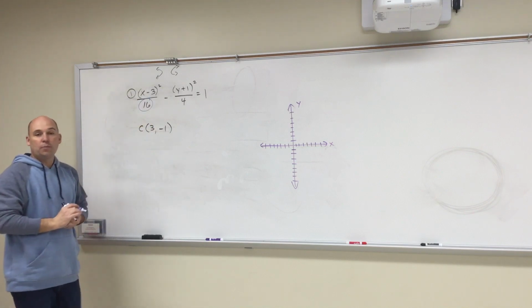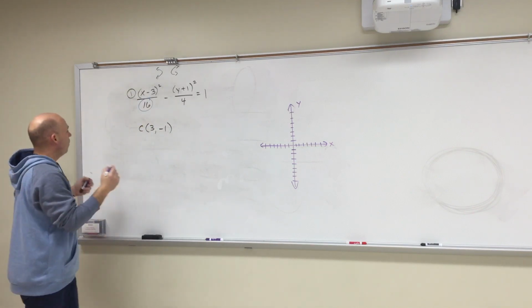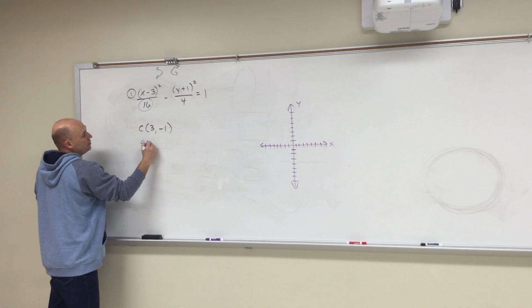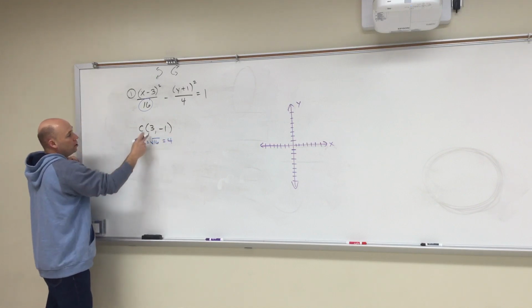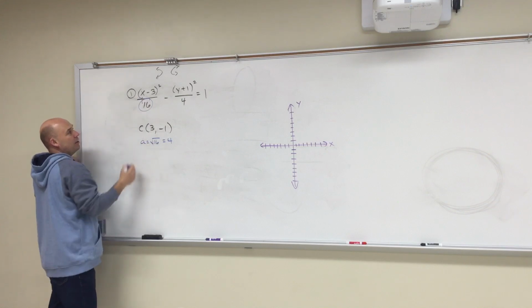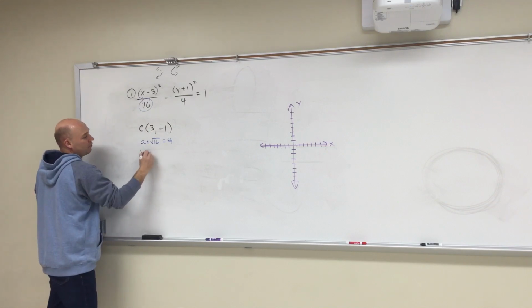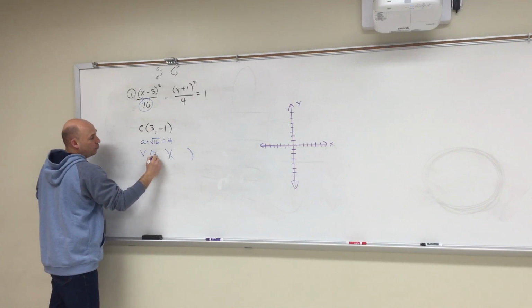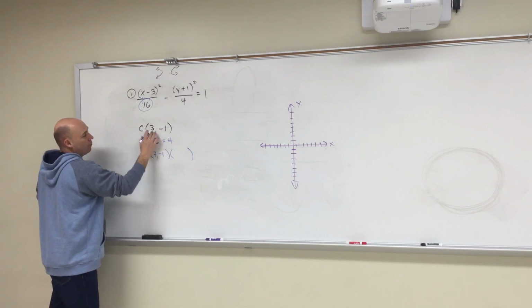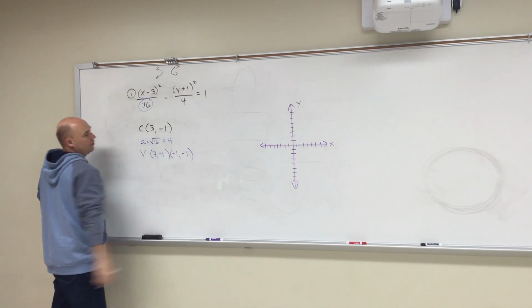So our first number here is 16. My a value would be the square root of 16, so that value is going to be 4. Since this is underneath the x, I'm going to add and subtract from my vertex to my x value. So I'm going to add 4 here, so it's going to be 7, negative 1. I'm going to subtract 4, so it's going to be negative 1, negative 1.